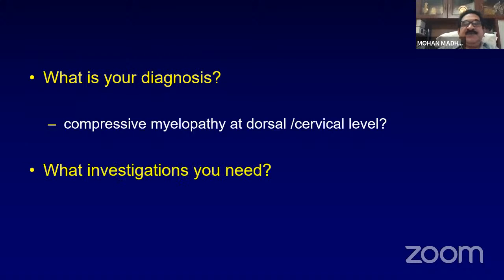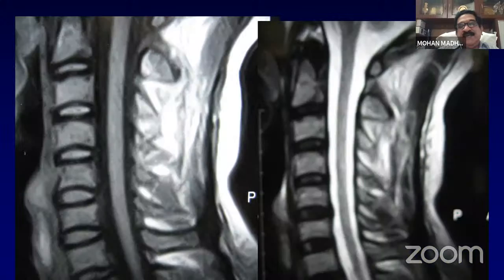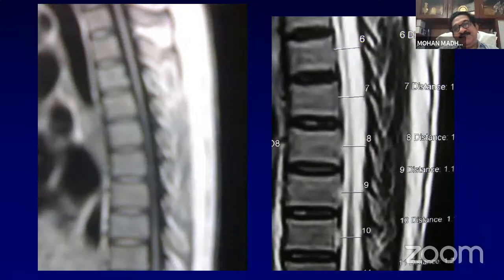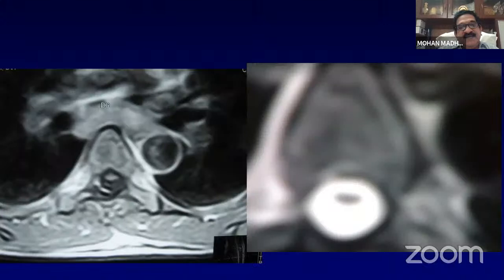So what investigation do you need now? Obviously MRI. So the MRI of the cervical spine is shown here, and the dorsal spine is shown here. What you find is that there's no compression at all, but the cord is atrophied in the dorsal region. This is an axial section again showing the atrophy of the cord on T1 and T2. This is widened.